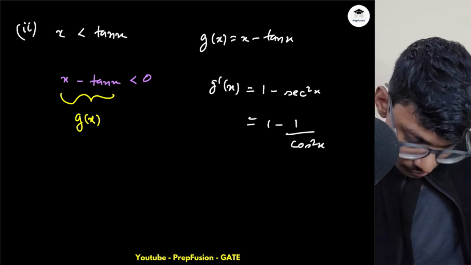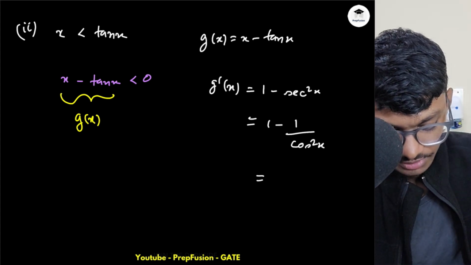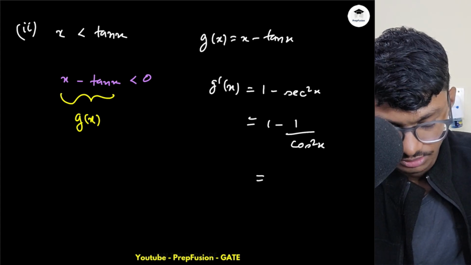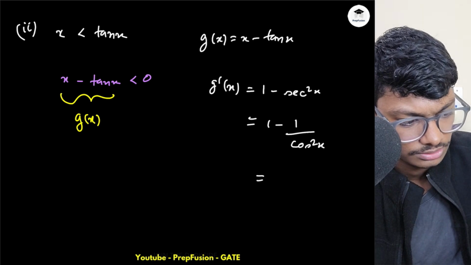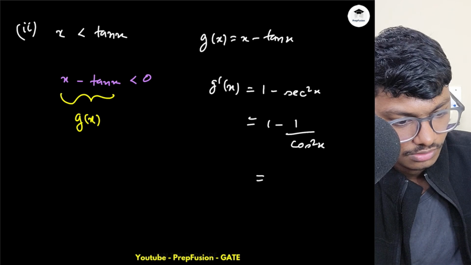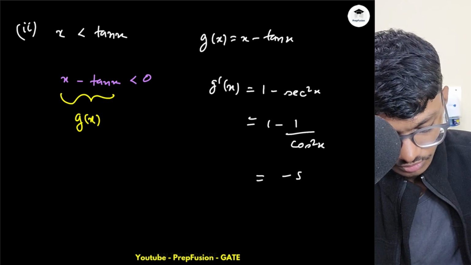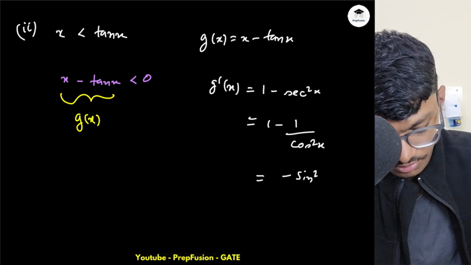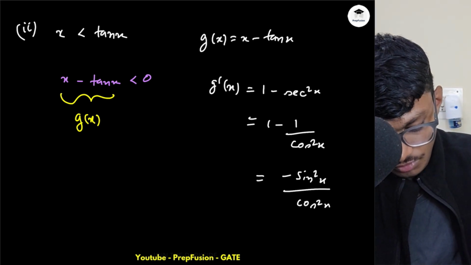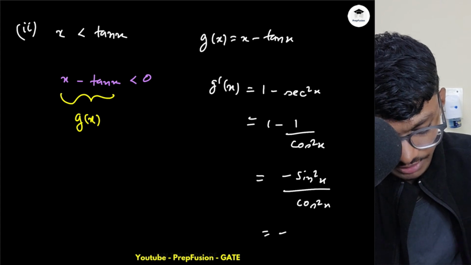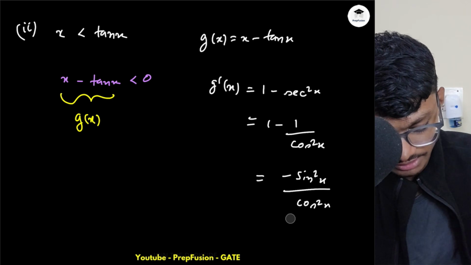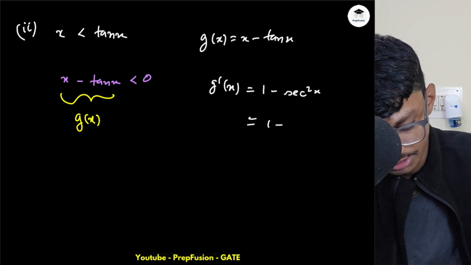Okay, so it is simply cos square x minus 1 over cos square x. I can write this as minus sin square x over cos square x, equals minus tan square x. Or if you don't want to write it like this, just simply write it as 1 minus sec square x.